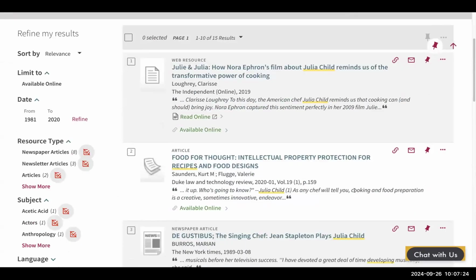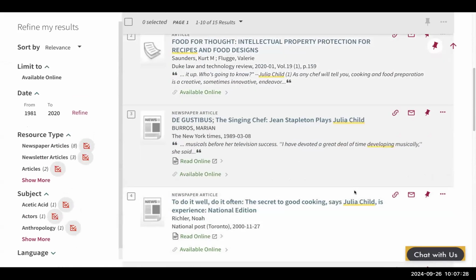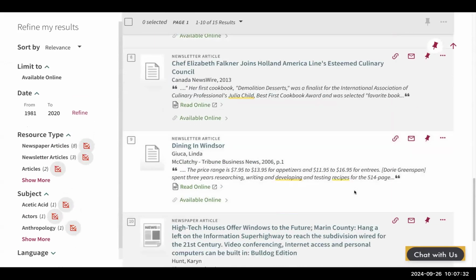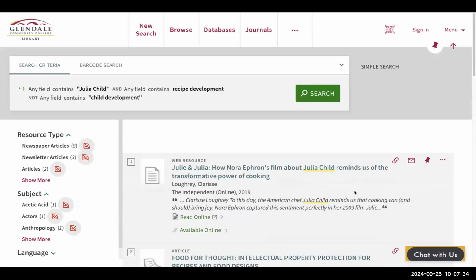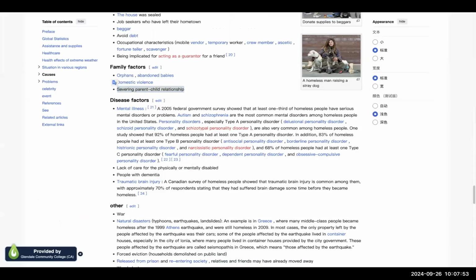Oh, so here's some web resources. There's not a lot though. So yeah, all this stuff is Julia Child, but there's not a ton of stuff about how she developed. This might be a good Google search. Because in the library, we have a lot of scholarly articles, like I said. What you'll probably need is stuff that's written by actual chefs. So that's going to be more trade materials. I see. But let's do a Google version.